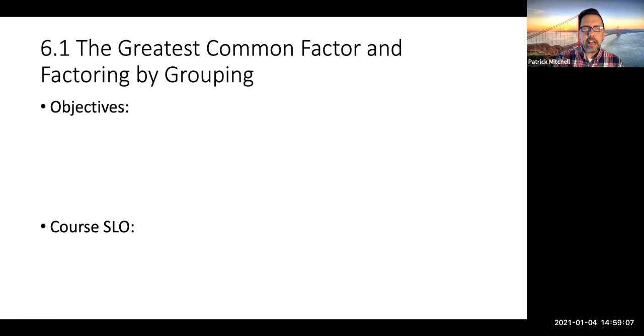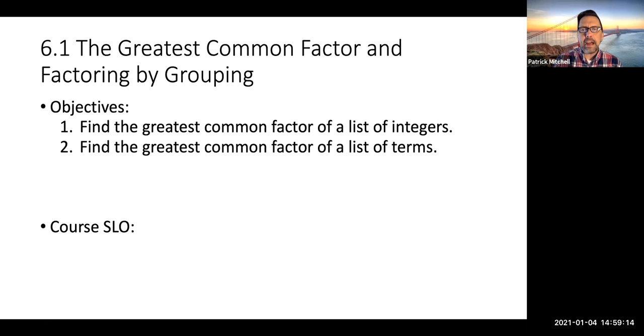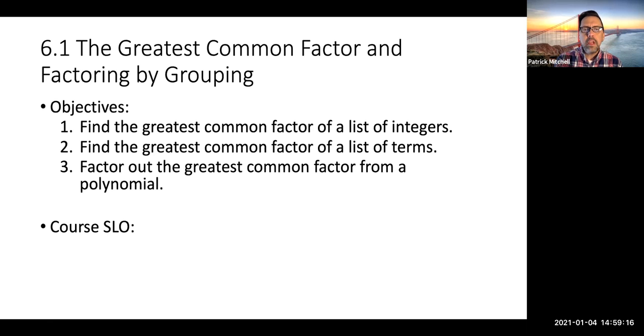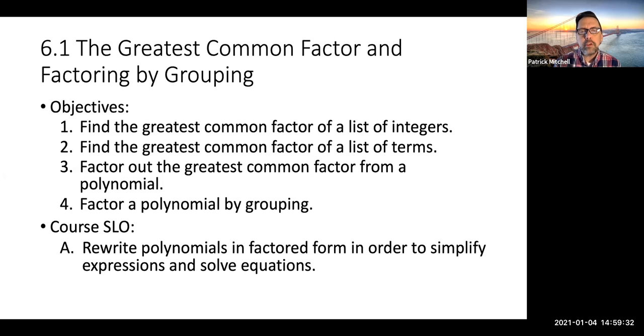The objectives in this section are to find the greatest common factor of a list of integers, and then find the greatest common factor of a list of terms. Next, we will factor out the greatest common factor from a polynomial, and we'll end this section by looking at factoring by grouping. And this goes with the course student learning objective, which is to rewrite polynomials in factored form in order to simplify expressions and solve equations.